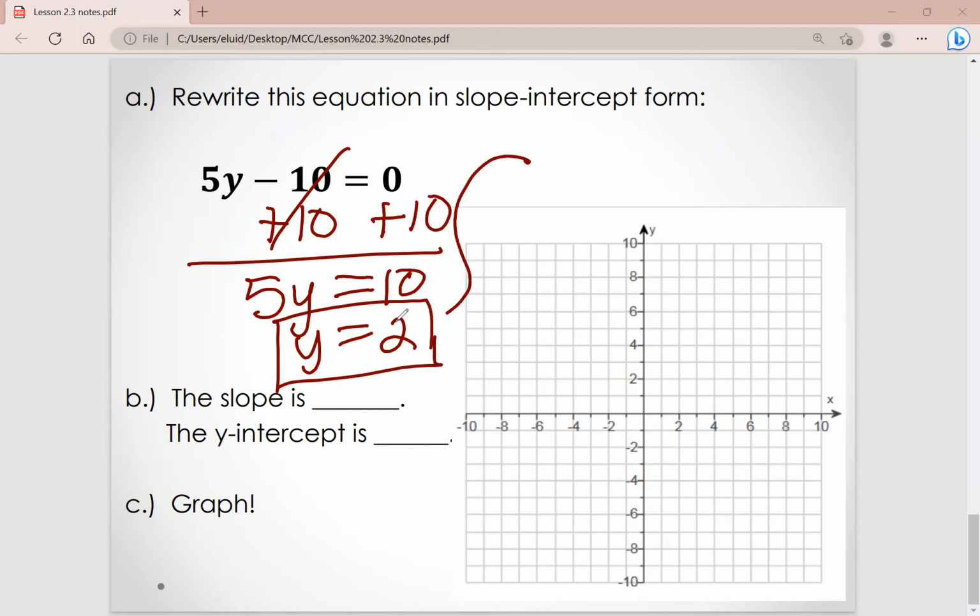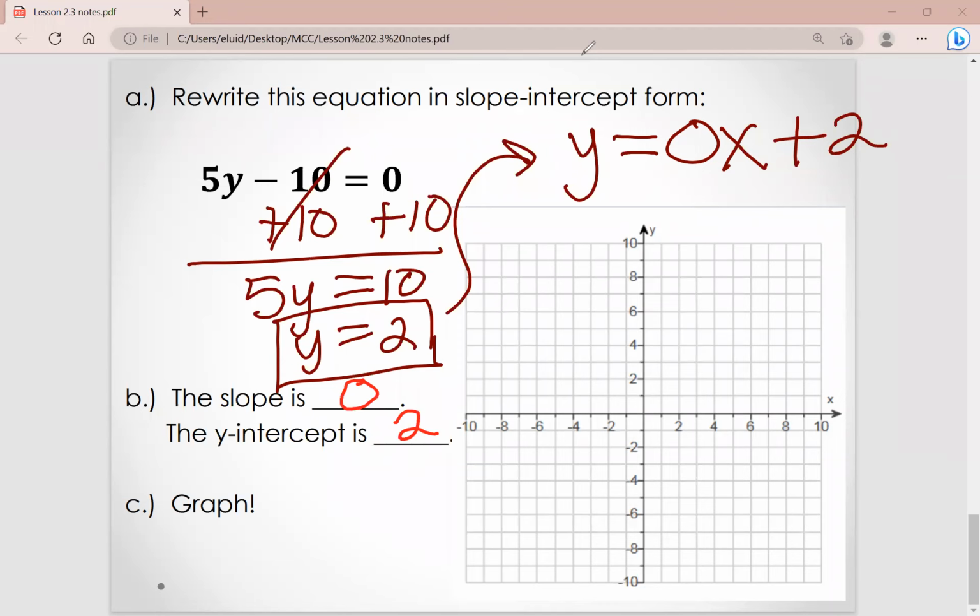So if I rewrite this, instead of y equals 2, you could write it as y equals 0x plus 2. That's not fully simplified. y equals 2 is still the best answer, but when you see it this way, hopefully you can notice 2 is the y-intercept and 0 is the slope. So when we answer the questions down below, the slope is 0, the y-intercept is 2. Okay, so let's start at our y-intercept of 2.